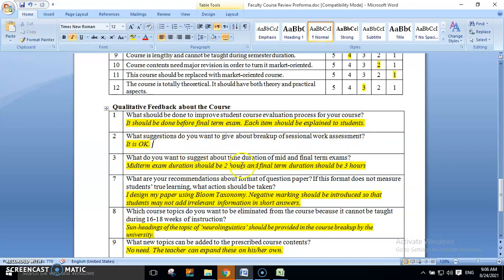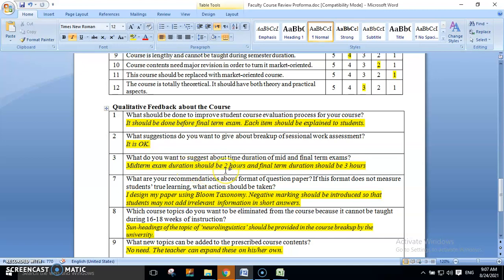What do you want to suggest about time duration of mid and final term exams? Midterm exam duration should be 2 hours and final term exam should be 3 hours. Presently, our college follows 1 hour for midterm and 2 hours for final term. So 1 hour is not sufficient time because students are rushing, attempting short and long questions.